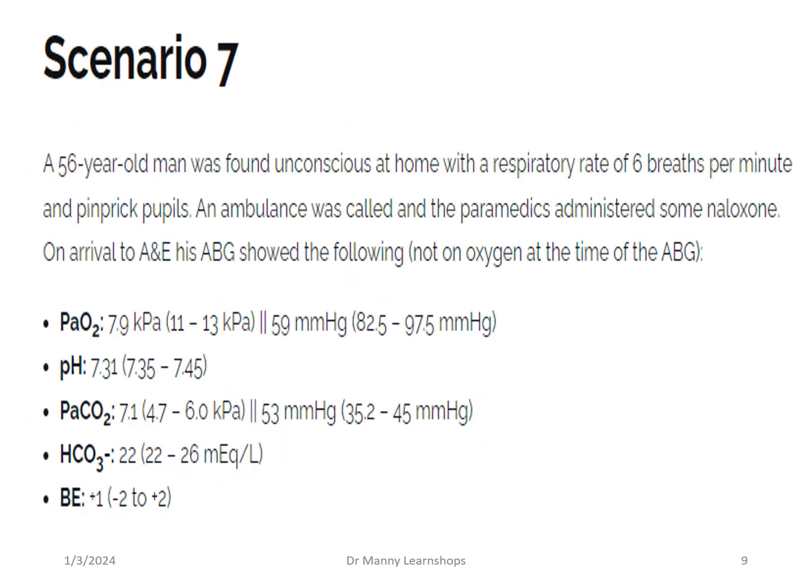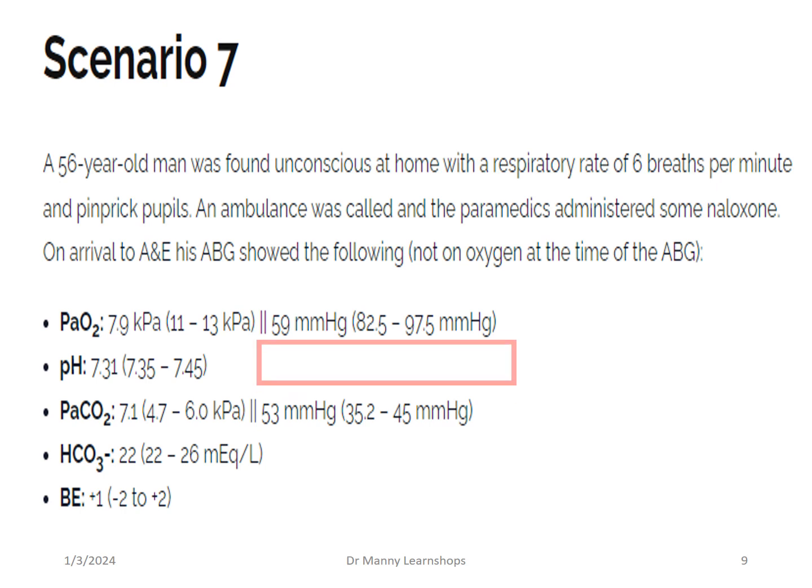When you look at scenario 7, you've got a 56-year-old man who was found unconscious at home with a respiratory rate of only 6 breaths per minute. And you've now got very constricted pupils. The ambulance was called and the paramedics administered some naloxone. On arrival to the emergency and accident department, the blood gas showed the following. Now note again, the patient is not on oxygen at the time that the blood gases were taken.